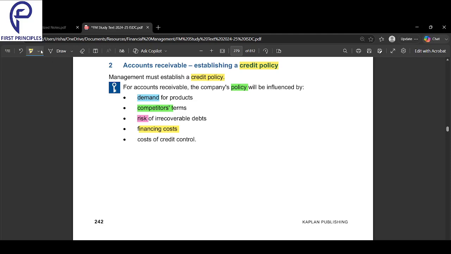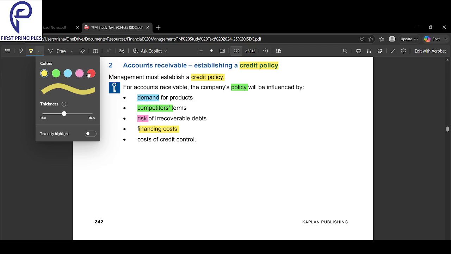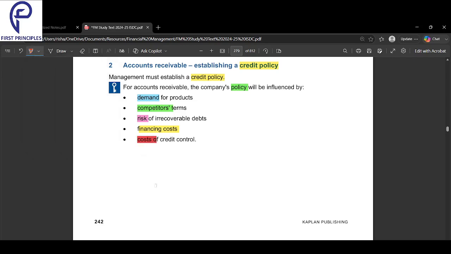When you give credit, you need a team to manage that credit as well. You can't just give the credit and sit, and they will pay. You need a team that keeps chasing them, keeps asking for the payment, keeps following up. That all costs you money. Chasing debt, admin or bad debt recovery, all cost money. So you have to analyze the cost of credit control.